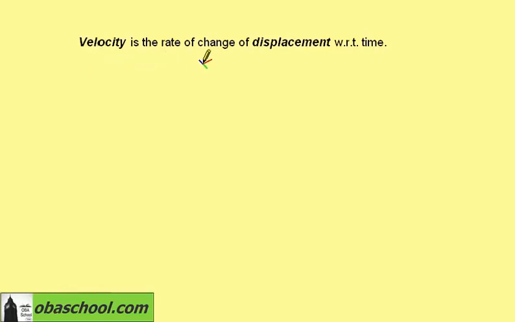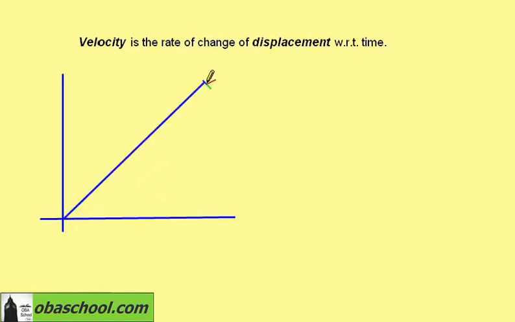Velocity is the rate of change of displacement with respect to time. So let's look at a displacement time graph. We have displacement on the vertical axis and time on the horizontal axis. We know from previous work that the gradient on a displacement time graph will give us the velocity. So the gradient gives the velocity.